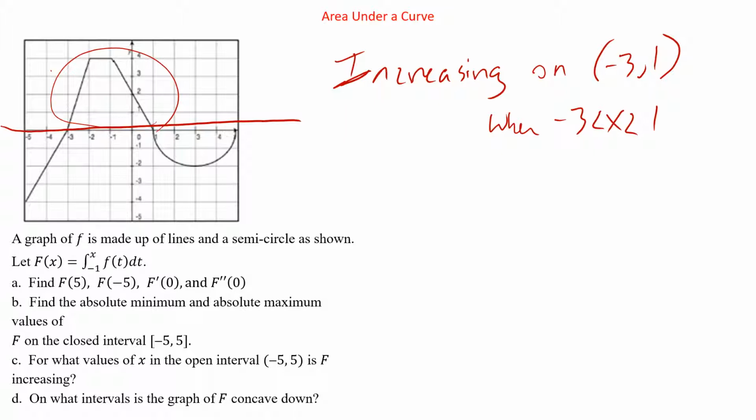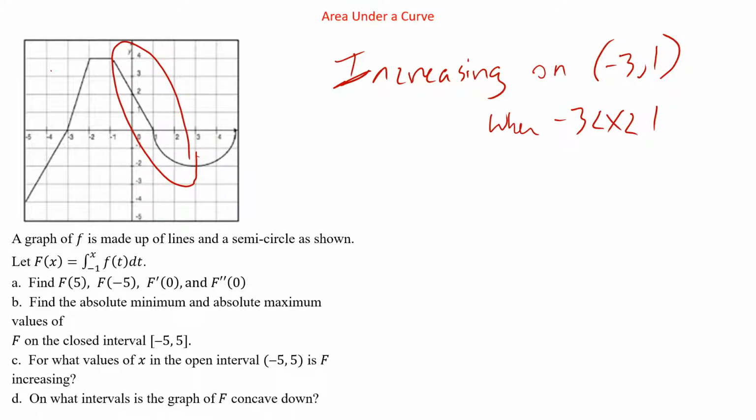And now, when is it concave down? So the concavity, the second derivative, is the derivative of the derivative. It's the slope of the derivative. It's the slope of the graph that we're looking at. Concave down means we need a negative slope. So where does it have a negative slope?